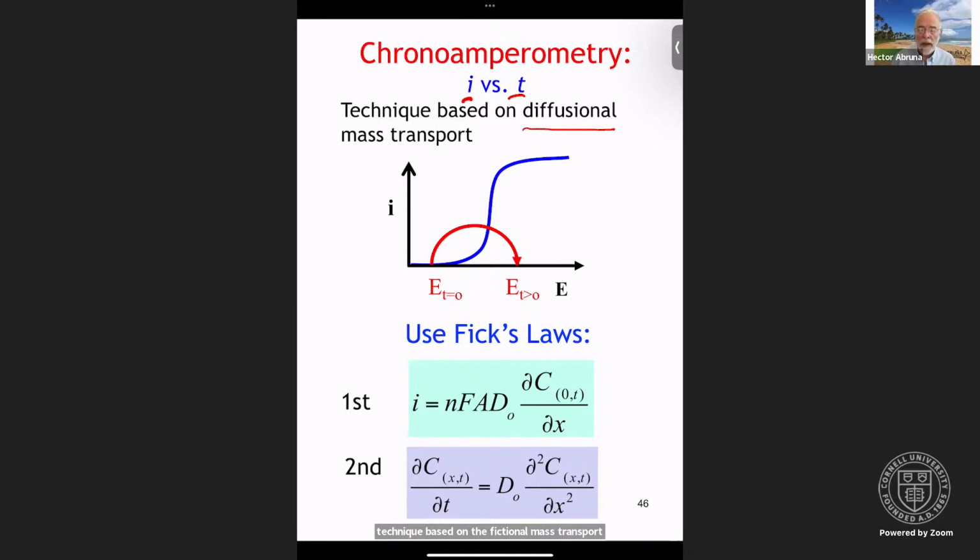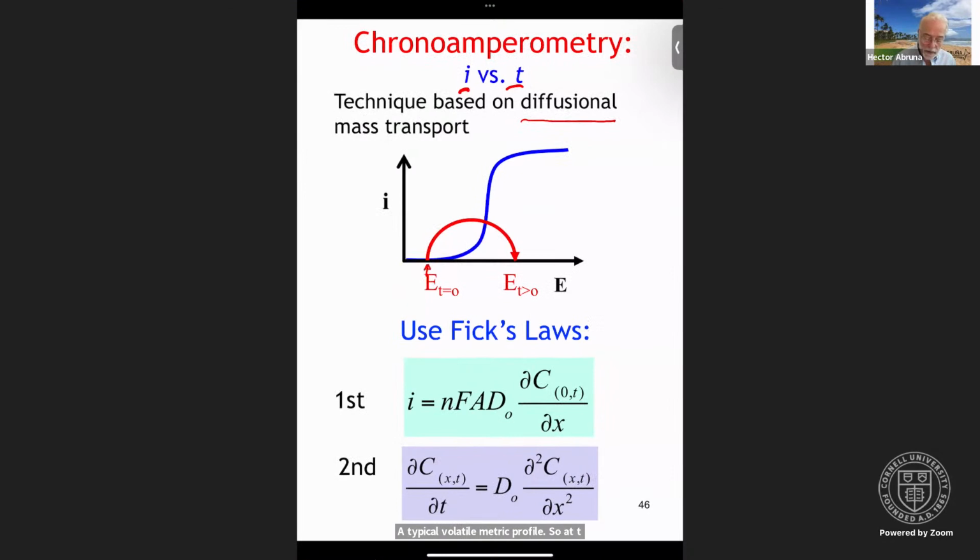Experimentally, you can think of it the following way. So in blue here, we have a typical voltammetric profile. At t equals 0, we're at this potential. At t bigger than 0, we put a potential step that goes into the mass transport limited region. Okay, that's the experiment that we're doing. And the question is, how do we describe the response? How do we understand what those transients tell us, and how can we take advantage of those responses?